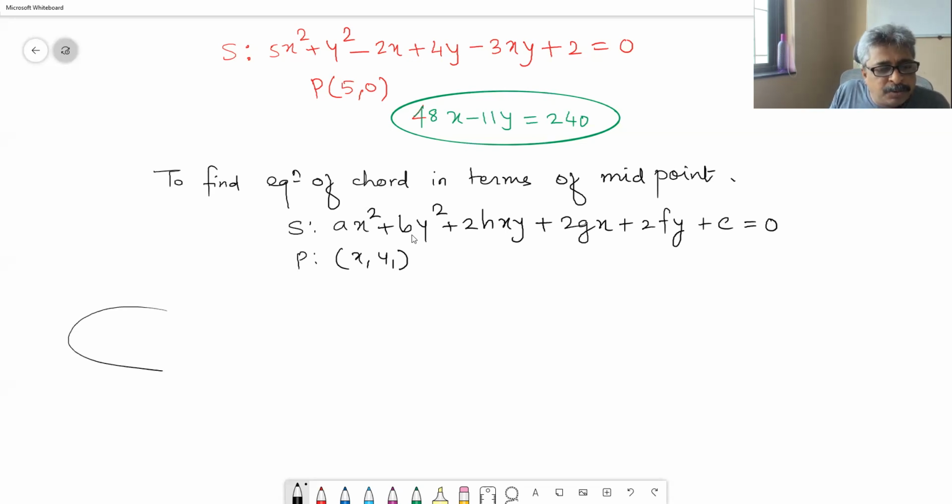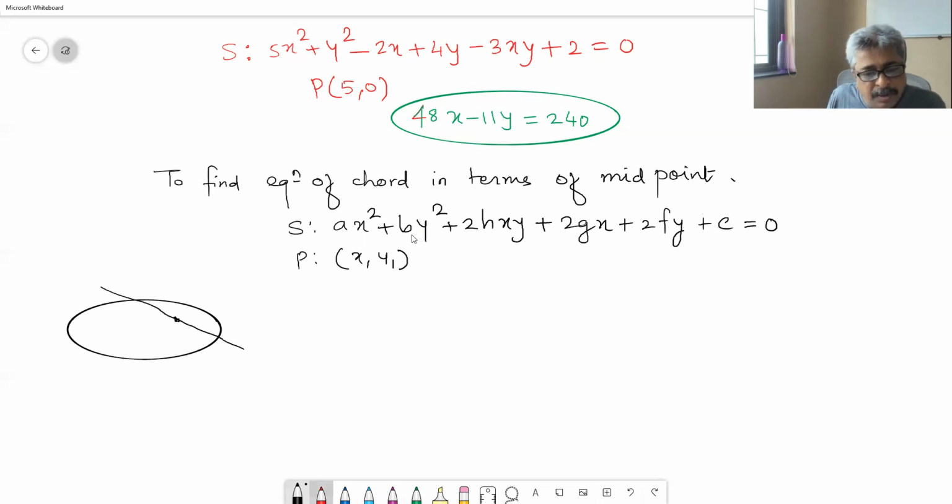Now if S is something like this and P is somewhere here, then we said that the chord is going to look like this, and therefore maybe we will have a point somewhere here so that it is easy to visualize. This is our (x1, y1).